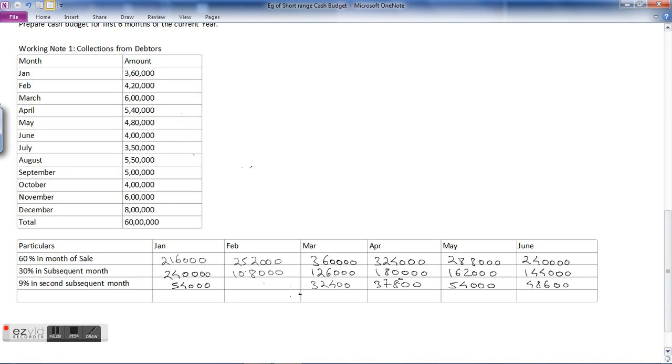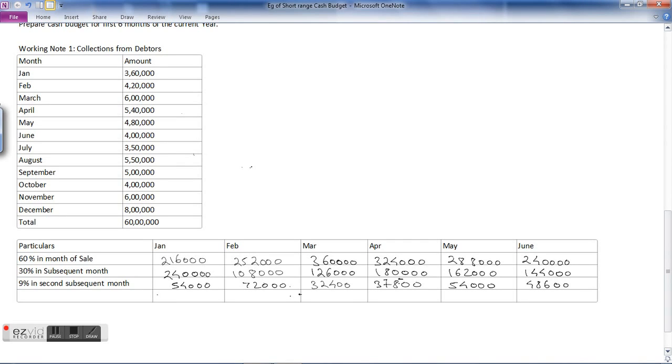Okay, now in the month of Feb, 60% of sale of Feb will be collected in the same month, 30% of sale of Jan will be collected in the same month, and 9% of sale of December will be collected in the month of Feb, right? Subsequent month, that is 2 previous month. Okay, you have to calculate it back. So that will be 9% of 8 lakhs, so it is 72,000.